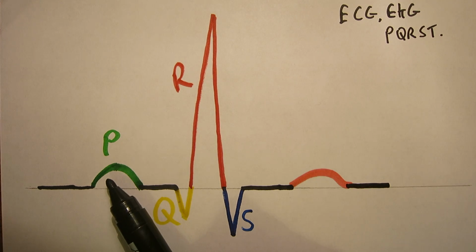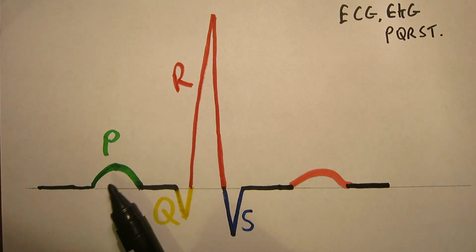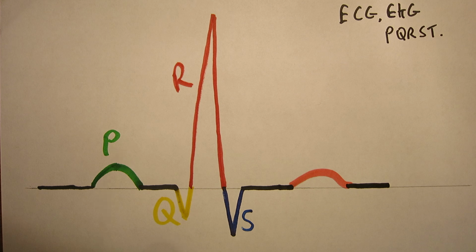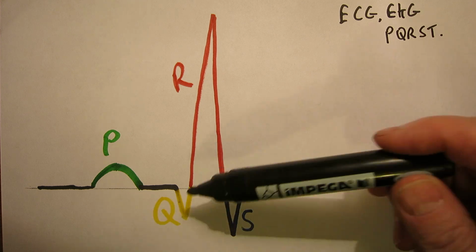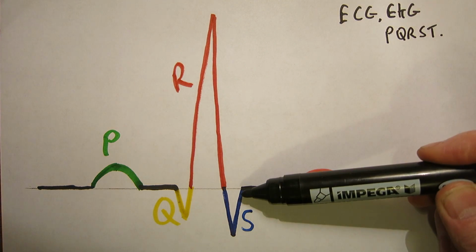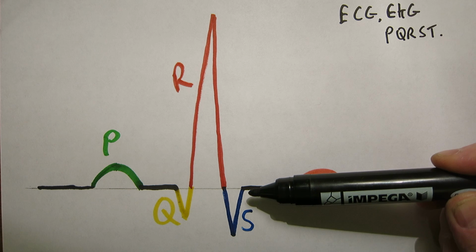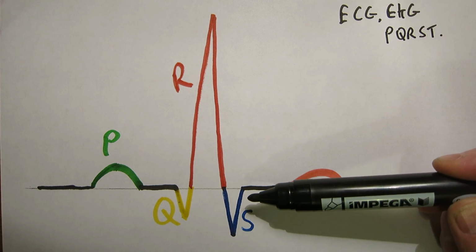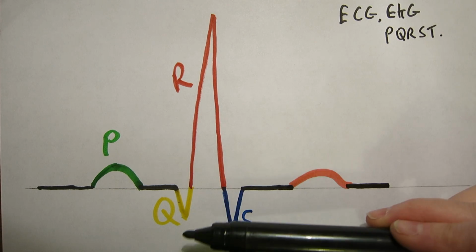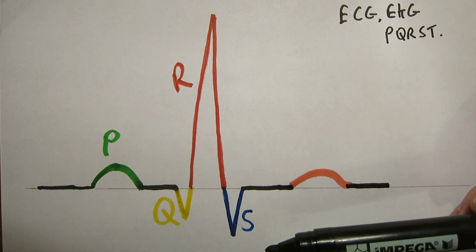So the P wave, the electrical activity as detected on the surface of the body as a result of depolarization of the atrial myocardium. The whole QRS complex is the electrical activity as detected on the surface of the body as a result of depolarization of the ventricular myocardium. It's a much bigger wave because the ventricular myocardial mass is much greater.